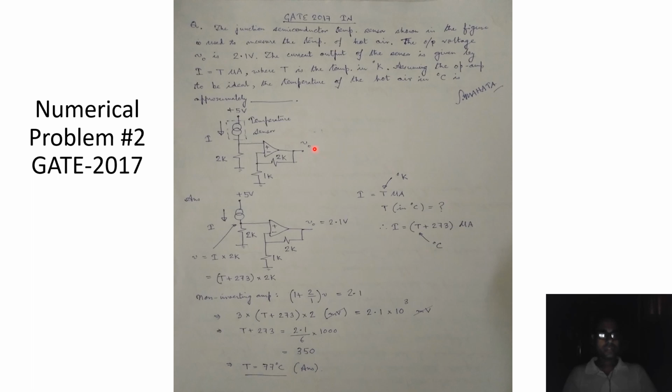So it can be seen that this part of the network is a non-inverting amplifier. And over here, a current that flows from the top due to this temperature sensor can only flow through this 2 kilo ohm resistance, because the op-amp is an ideal one and therefore no current can enter the input terminal of the op-amp.